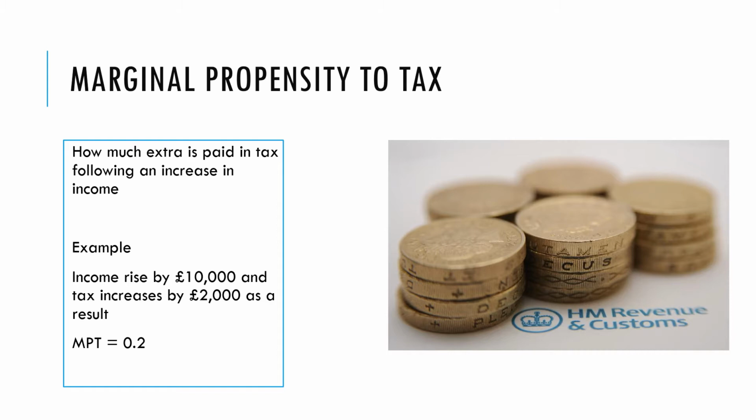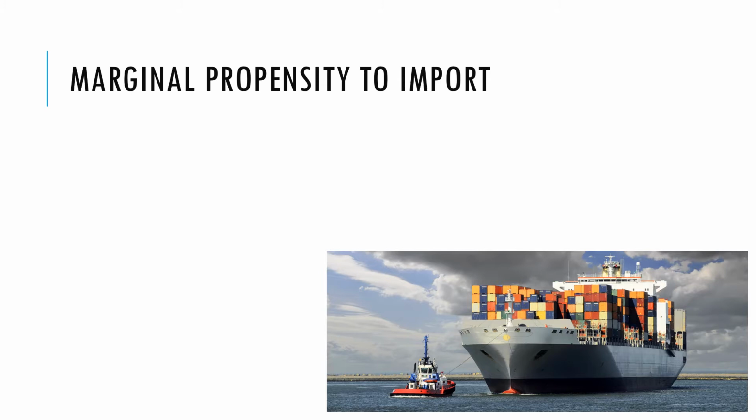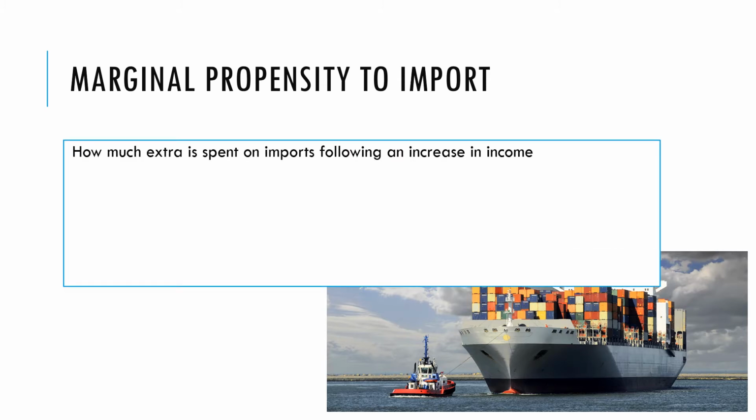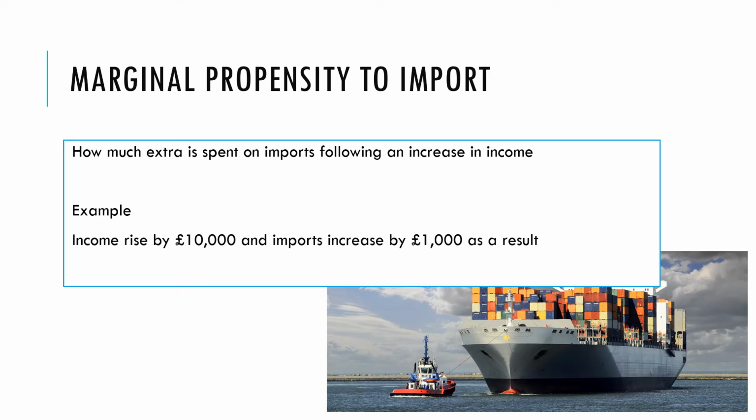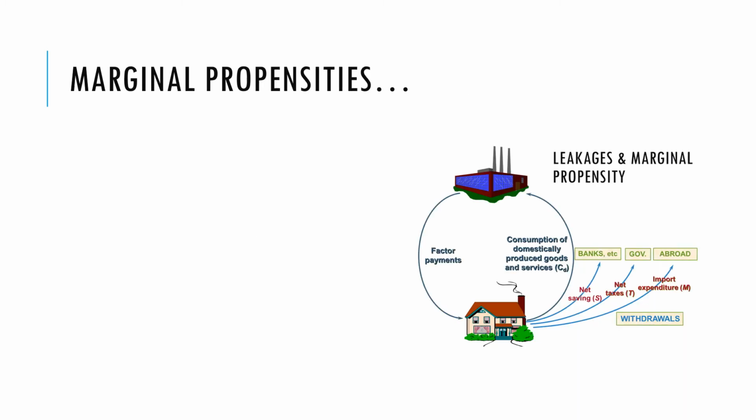The marginal propensity to import. How much extra is spent on imports following an increase in income? For example, if incomes rise by £10,000 and imports increase by £1,000 as a result, the marginal propensity to import would be 0.1 or 10%. People spend 10% of extra income on imports.